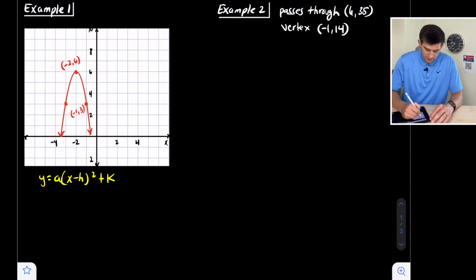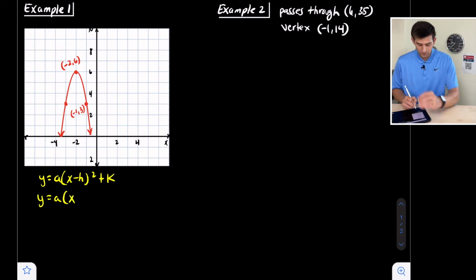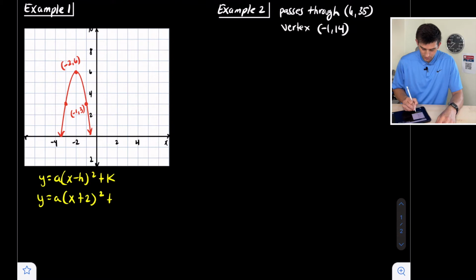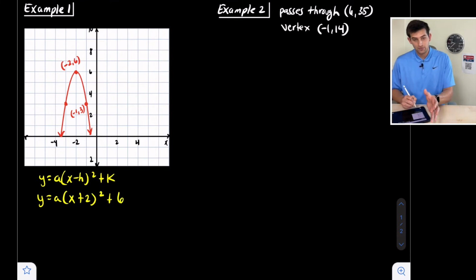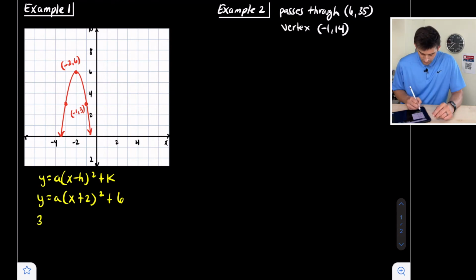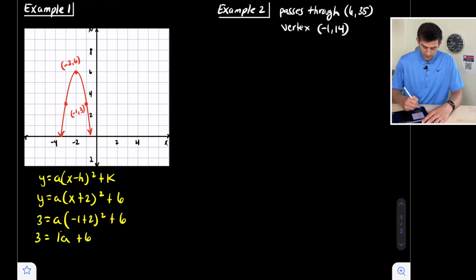So our vertex would be negative 2, 6, and that's our h and k. So we have y equals a times x minus negative 2, so x plus 2 squared, and then plus 6. Now we can take our point, negative 1, 3, and plug that in for x and y. So y would be 3, and x would be negative 1. And now we can just simplify this to get our a value. So 3 is equal to 1a plus 6. Well, 1a would just be a, right? And then we subtract 6, so we get a is equal to negative 3.